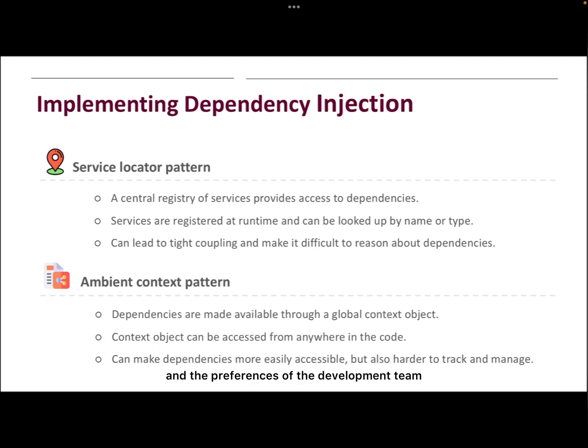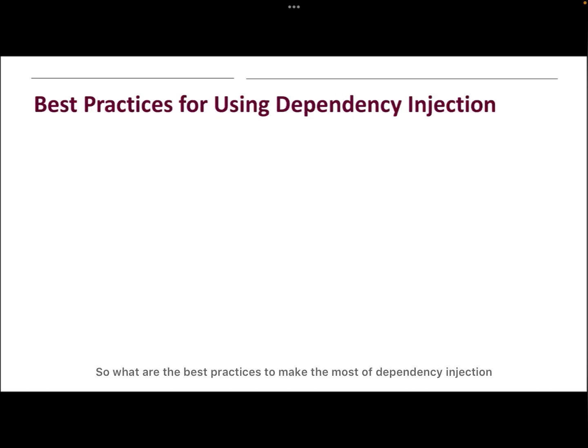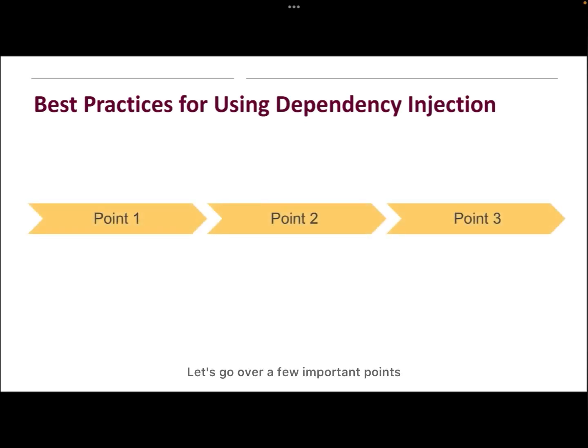So what are the best practices to make the most of dependency injection? Let's go over a few important points. First, we should aim to keep our classes small and focused. Each class should have a single responsibility and do one thing well. This helps to reduce complexity and make it easier to manage dependencies.